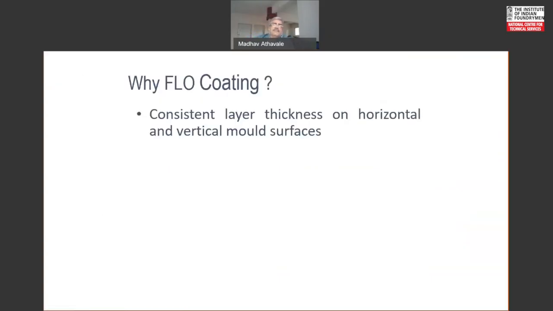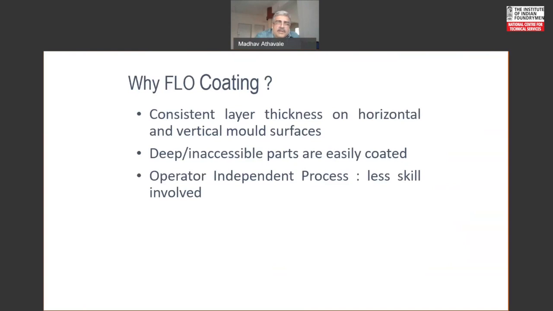Why flow coating? We saw one of the drawbacks in case of brushing and swabbing is it is a highly manual operation. You can get brush marks, you can get uneven coating thickness, which can result in uneven casting surface finish. So flow coating allows you to have consistent layer thickness on both horizontal and vertical mold surfaces or core surfaces. Deep and normally inaccessible parts for brush and swab can be easily coated. It is an operator independent process. I won't say 100% without operator, but very little skill is required.